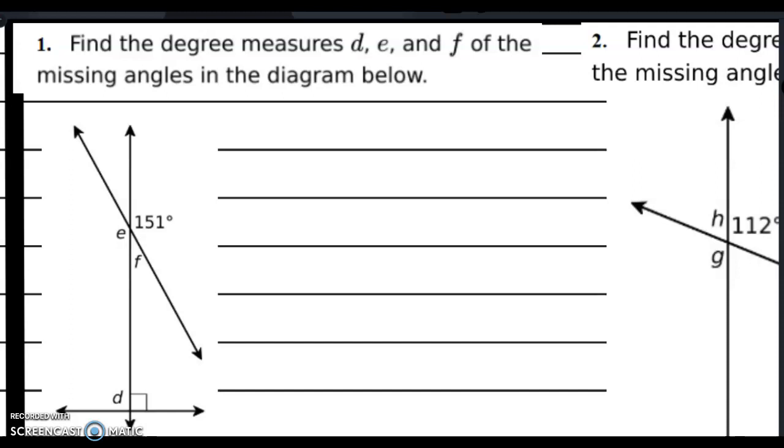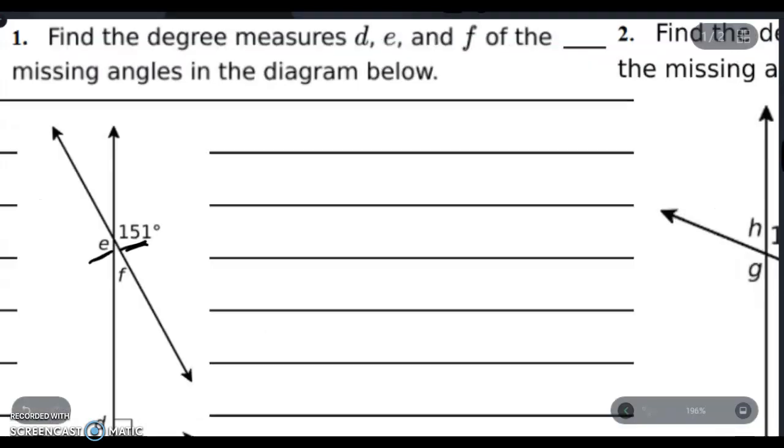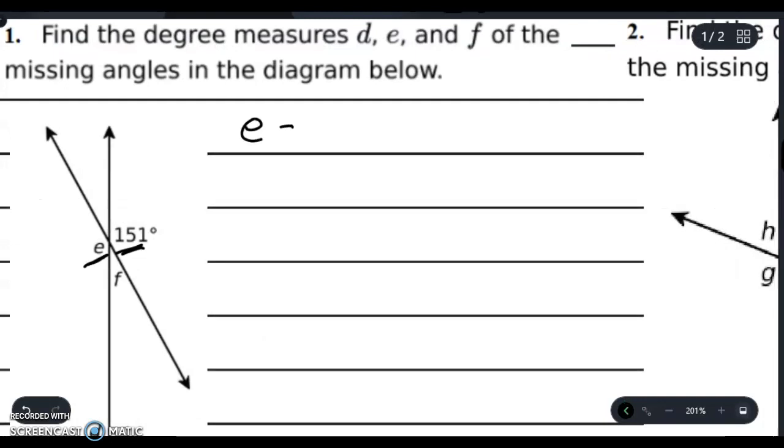So here I've got vertical angles E and 151. So I know right away that E is equal to 151. Done.